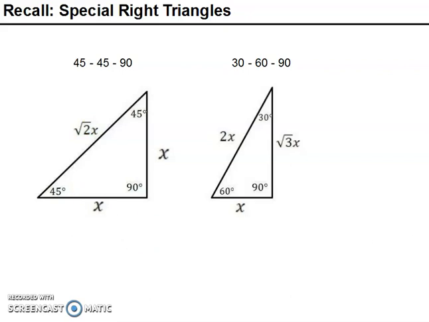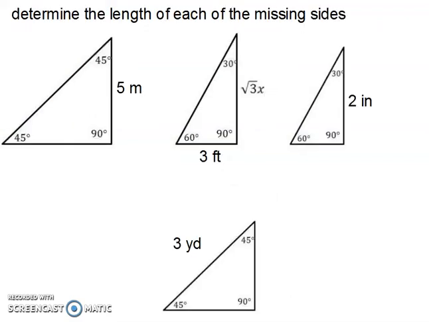In a 30-60-90 triangle, we also have ratios that we can identify. The shortest of the three sides, from my 30 degrees, is x. My second longest side would be across from my 60 degrees, and that would be square root of 3 times x. And then my longest side is always the hypotenuse, which is across from my 90, and that is 2 times x, or twice the length of my shortest side. These are two relationships, the 45-45-90 and the 30-60-90, that you should take the time to commit to memory.